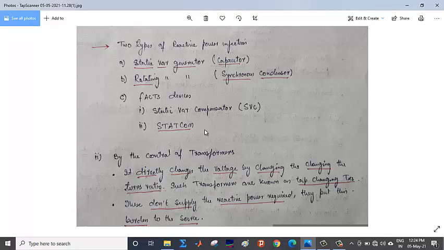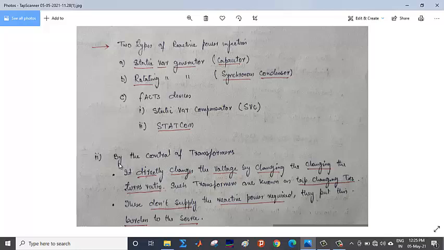We can switch them off or on as per the convenience. So in case of STATCOM, it is the fully controlled switch that is used. This is similar to that of the synchronous condenser, and this is similar to that of the capacitor, because it also has a problem of providing less reactive power when the voltage is less. But this has not such kind of a problem.